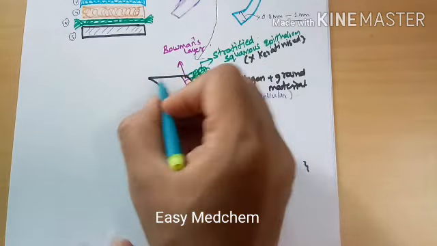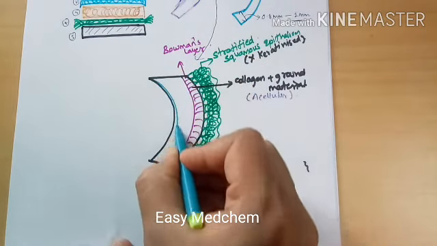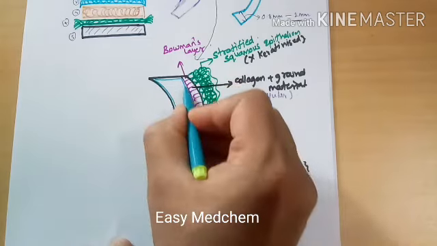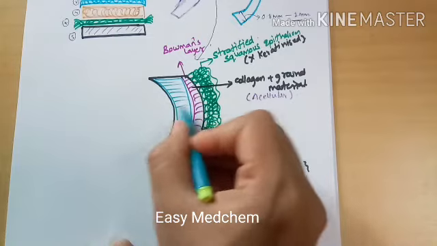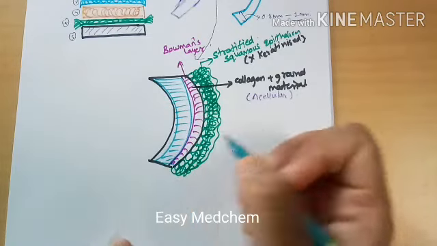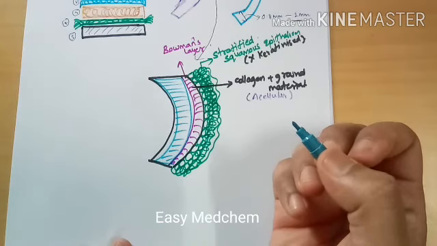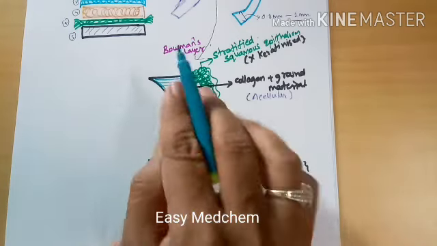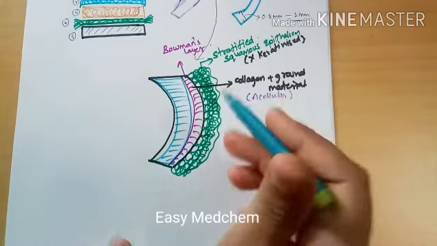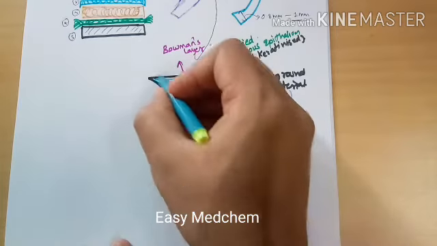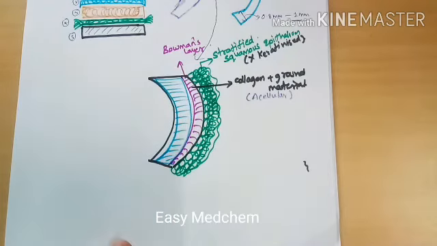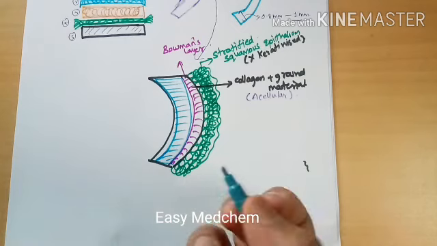is this layer, which is drawn in sky blue color. And as far as the functional aspect is considered, this layer is more important. Okay, so this layer which is blue in color has so many lamellas which are made up of collagen.